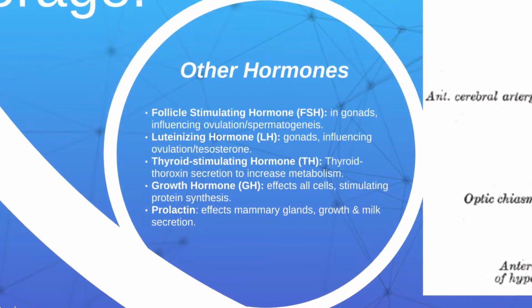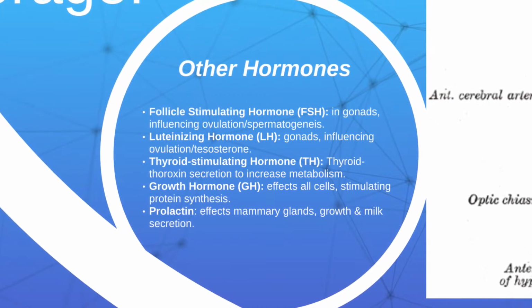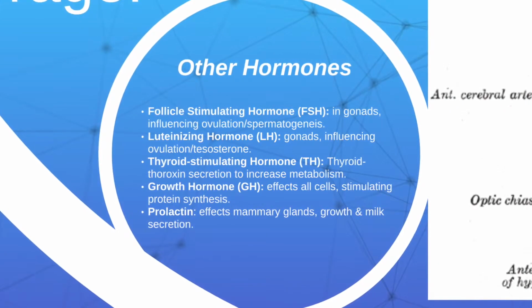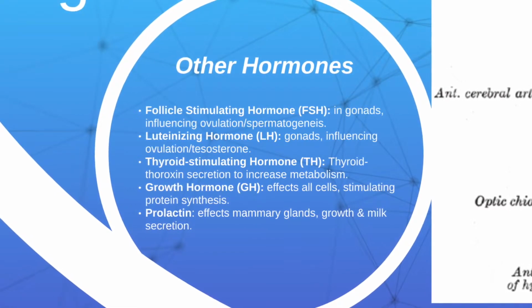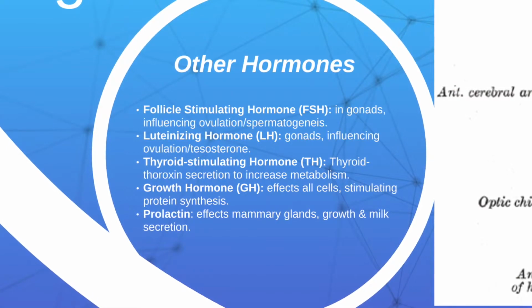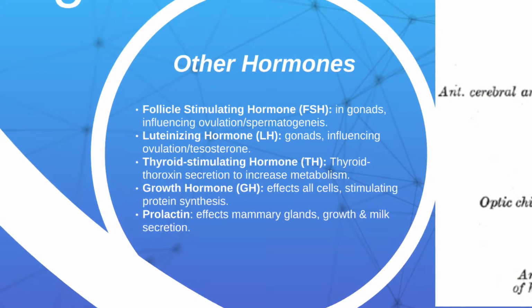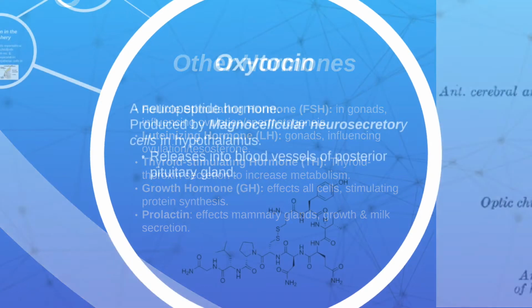Thyroid stimulating hormone, or TSH, is secreted by the thyroid, with thyroxine to increase metabolism. There is also the growth hormone, or GH, which affects all cells and stimulates protein synthesis. Finally, there is prolactin, which influences mammary glands, allowing for their growth and subsequent milk secretion.